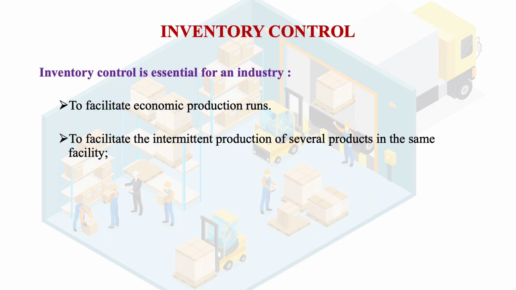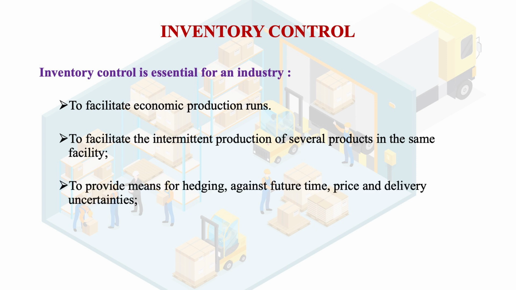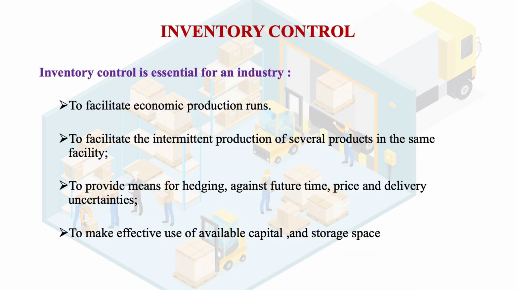To facilitate intermittent production of several products in the same facility, and to provide the means for hedging against future time, price and delivery uncertainty. Whatever is to happen in future, the price and delivery should not be uncertain, so they should be made certain.